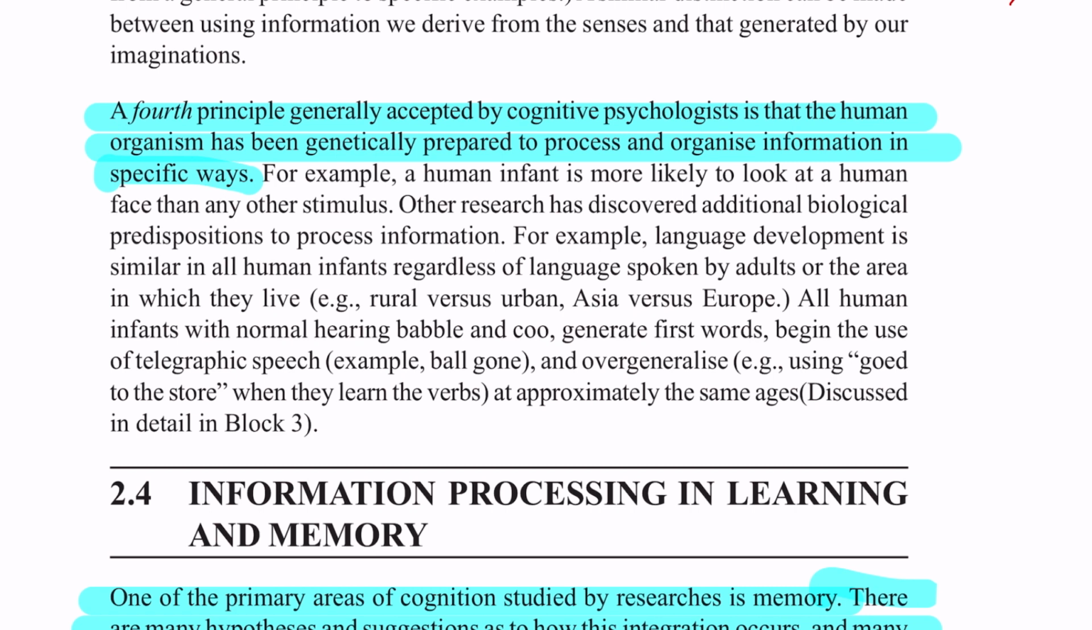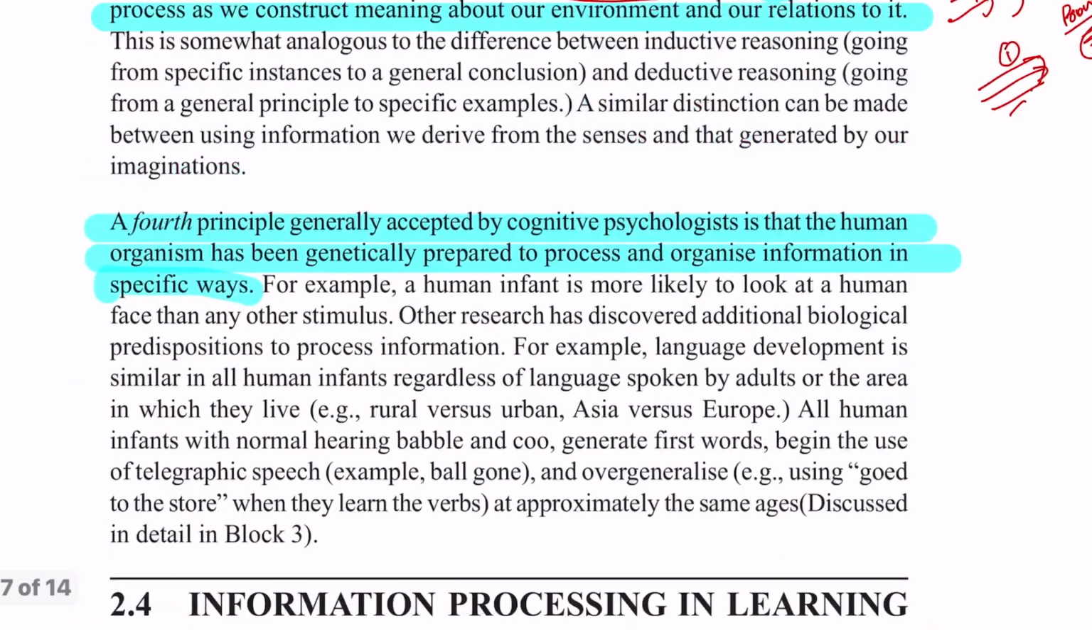So the fourth principle is that we are wired, we have a blueprint to process information, because language is a kind of information processing when you are learning a language. So the fourth principle says that as human beings we are wired, or genetically prepared, to learn or process information, right? So these were the different principles.